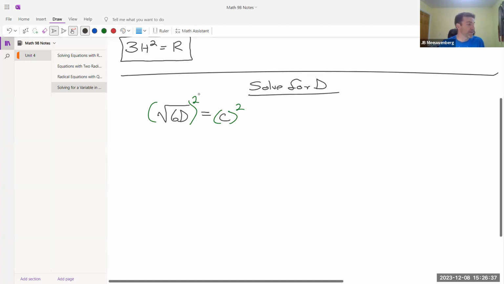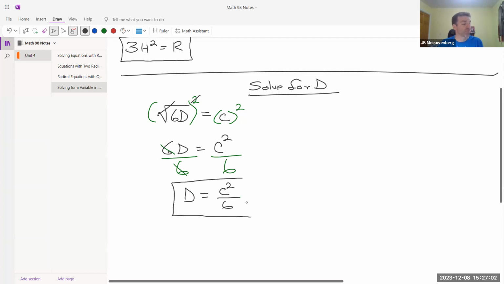That leaves us with, if that cancels out, the square and the radical cancel out, 6 times d is equal to c squared. We then need to divide by 6 on both sides so that the d can be all by itself. D, capital D, is equal to c squared over 6. And there we go. We have now solved the equation for d. And that's it. That is how we solve equations for a specified variable when there are radicals in that equation.